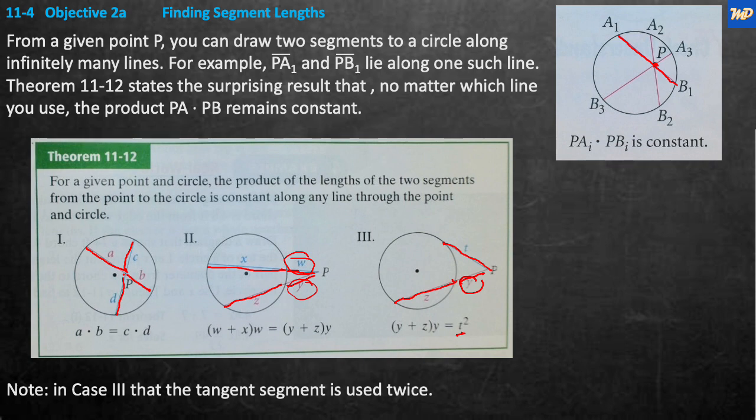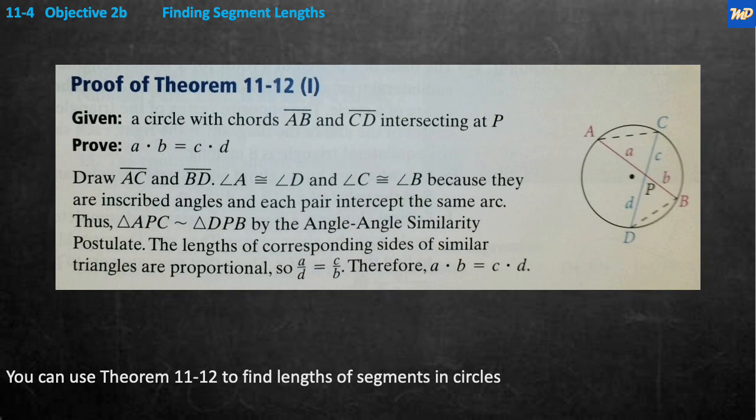Very, very interesting. Okay, objective 2b, finding segment lengths. The proof of theorem 11-12, part 1, Roman numeral 1. Given a circle with chords AB and CD, you see those, the red and the blue chords, intersecting at P. Prove that A times B is equal to C times D. That's what we were saying in the previous slide.